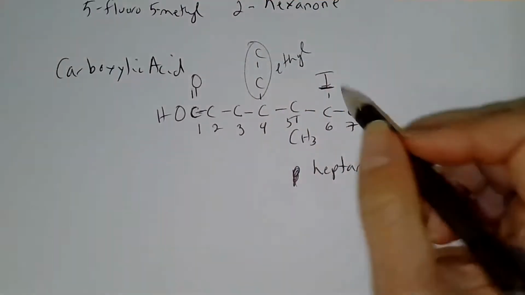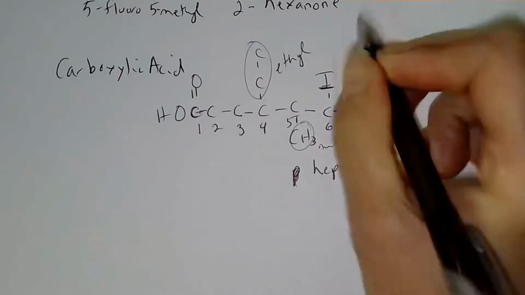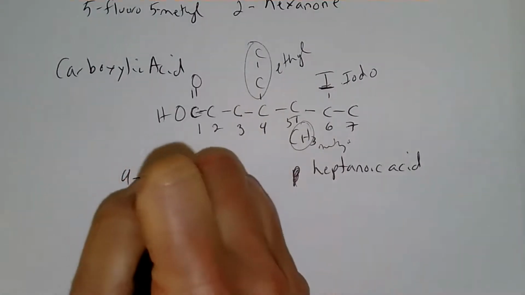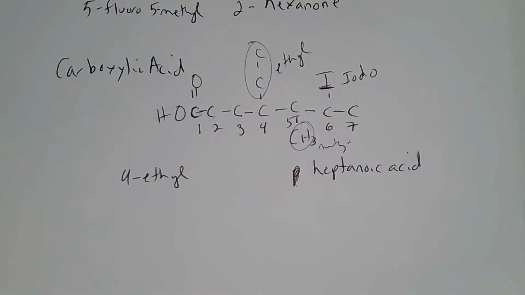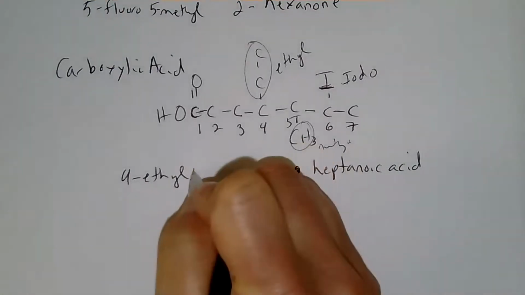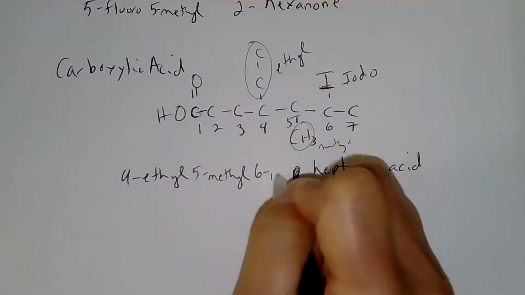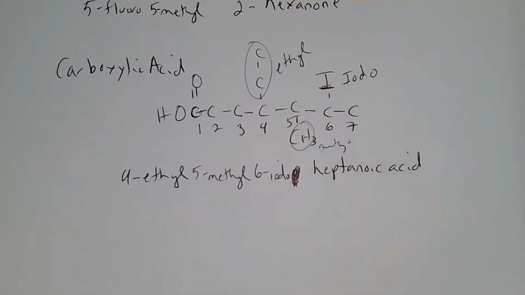That's an ethyl group, that's a methyl group, and that's an ido. We don't see a lot of idos, but I throw them in occasionally. So I have ethyl comes first, so that's off of the fourth. So 4 ethyl, 5 methyl, 6 ido. And again, because it's on the end, I don't need a number there.